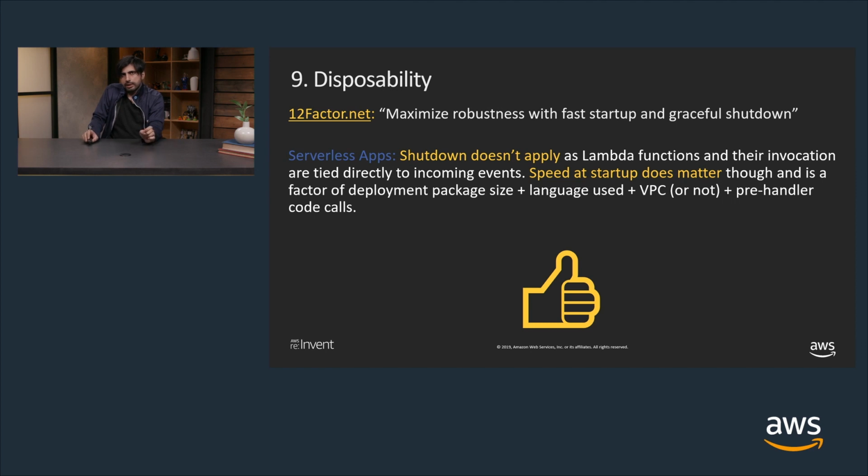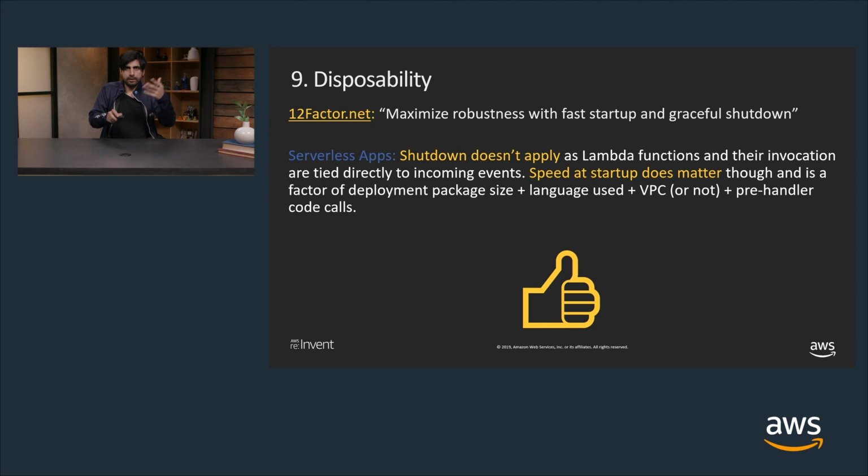Next, disposability. For an application, you want to maximize robustness with a fast startup and graceful shutdown. So this factor only half applies within a serverless application, since shutdown doesn't really apply. That's not something you need to be concerned with in a Lambda function. But invocation, whenever a Lambda is invoked, if it hasn't been on for a while, that's when it takes some time to start up. So that startup time does matter. And there's a number of factors to that. What's the package size, the language used, what runtime you're using, if you're using a VPC or not, or any other code that needs to be handled on boot of your function.